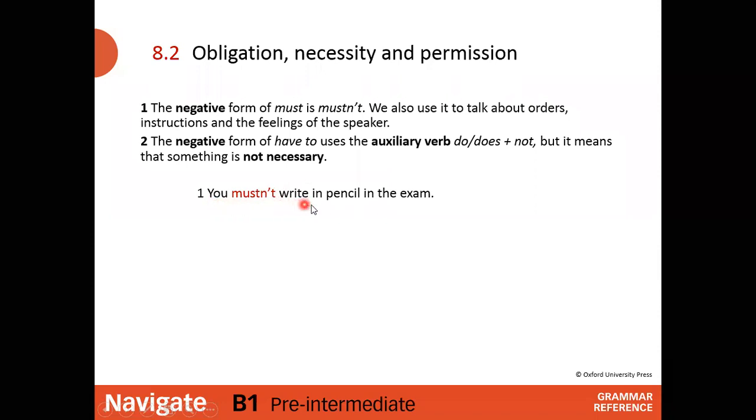For example, you mustn't write in pencil in the exam. So you are doing an exam and it's written in your paper that you mustn't use a pencil. Otherwise, they will not accept or check your answers. So these are instructions. Next one. She mustn't talk to him like that. So you can see that she is not treating him in a good way.